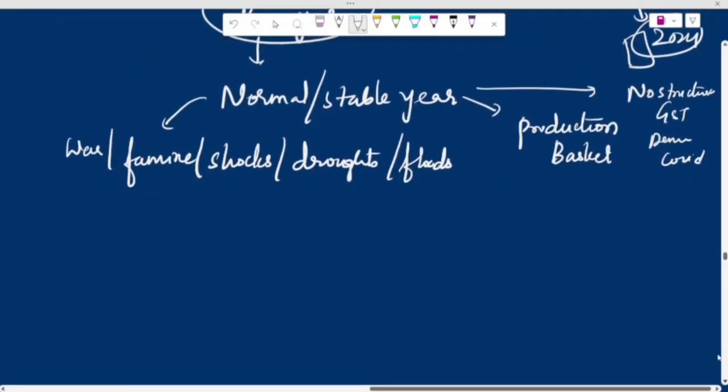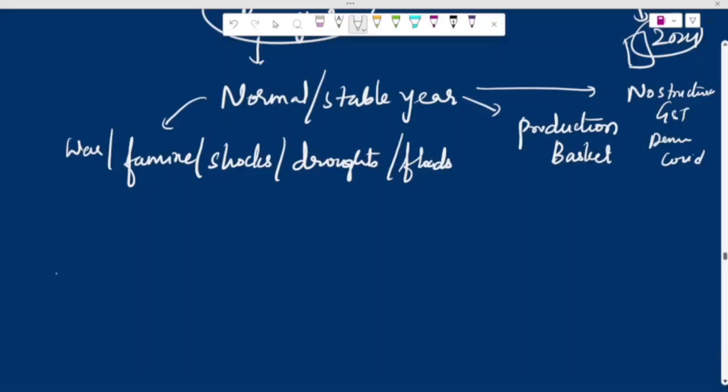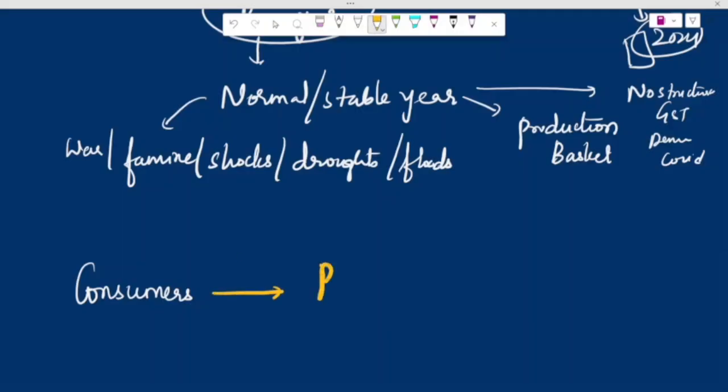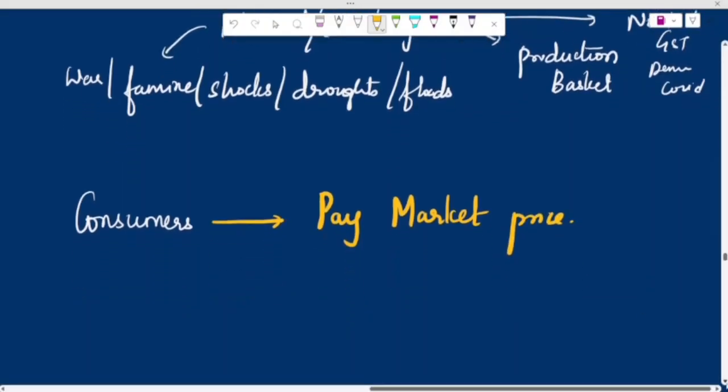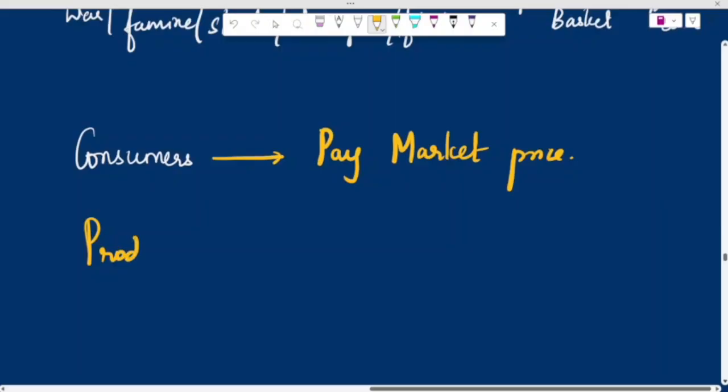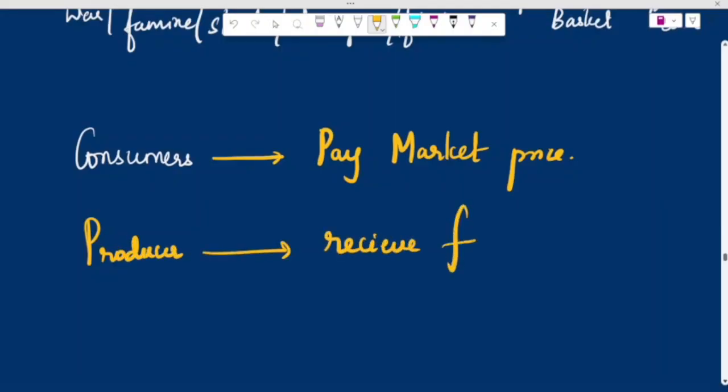Then we are speaking about the price will change according to the production process or production levels. Okay. So being a consumer, I'll pay the market price. Yes. Then being a producer, I receive the factor cost. The consumer will be paying the market price. It is nothing but factor cost plus taxes.